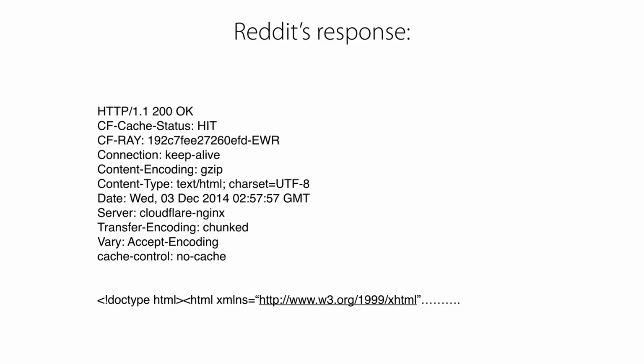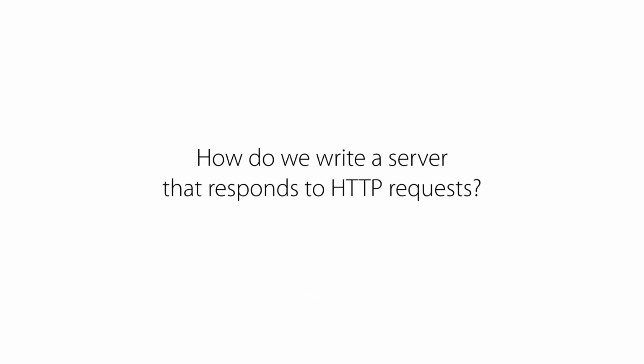So for example, content encoding gzip, which means the response is compressed. The content type is HTML. The character set is UTF-8, which means we can send along Chinese language characters and it will display just fine in the browser. And it includes the date and all sorts of other things that may be interesting for the browser as it renders the response for the user. And then at the bottom is the response content. And here I've truncated this, but in the case of Reddit, it's a large HTML document.